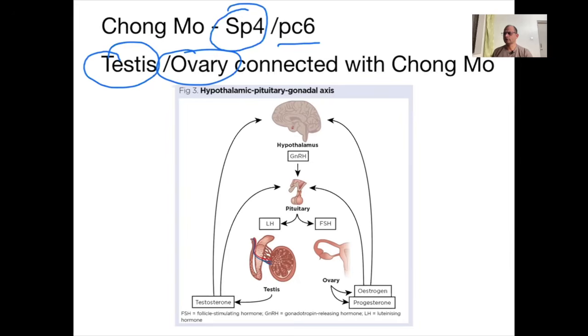So all menstrual functioning is under the control of the hormones. If a person is suffering with any type of hormonal problem which is connected to the testes or the ovary, we will stimulate spleen 4. That's why spleen 4 is one of the great points for polycystic ovary.